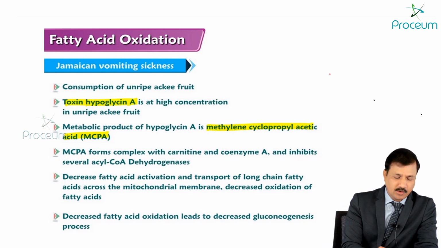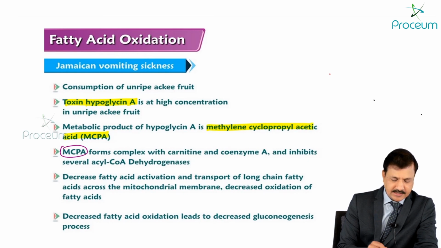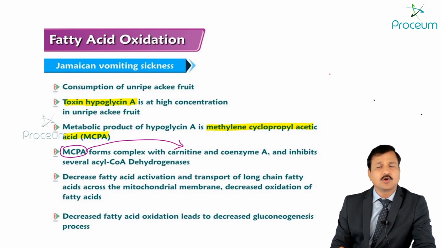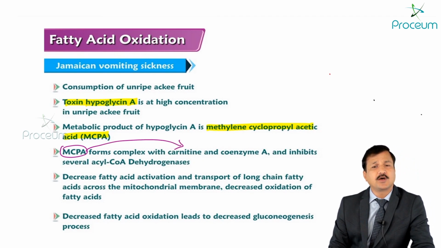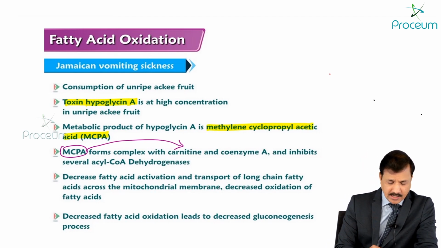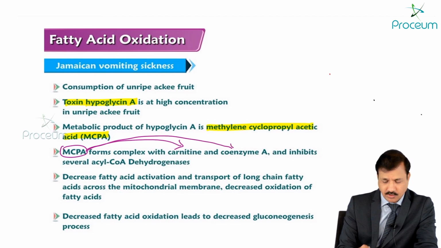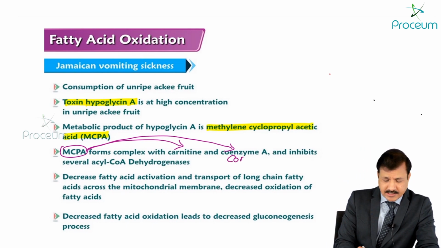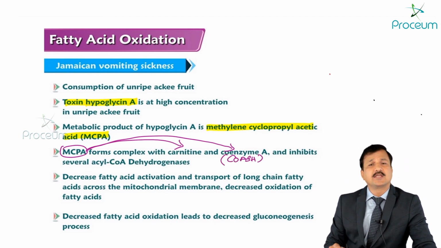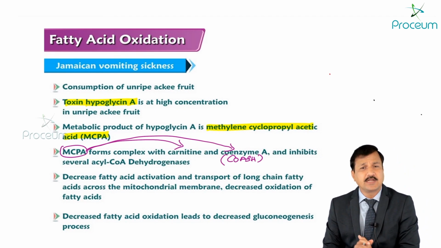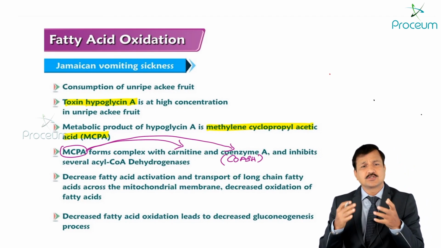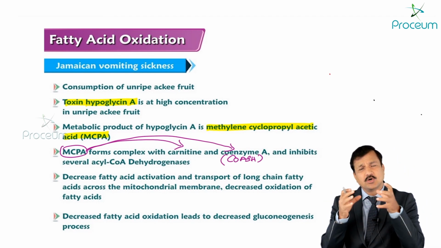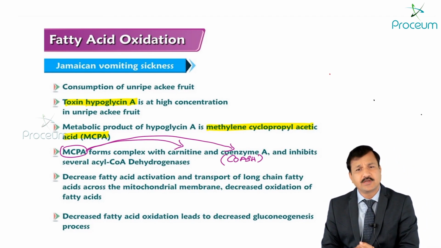And this methylene cyclopropyl acetic acid, written as MCPA, is going to make a complex with carnitine. You know carnitine helps in the transport of long chain fatty acids into the matrix of mitochondria, an important function. And MCPA will also make a complex with coenzyme A, also written as CoASH. This coenzyme A is needed for the activation of a fatty acid, whatever the type, short, medium, or long chain fatty acids. So you need coenzyme A for activation.